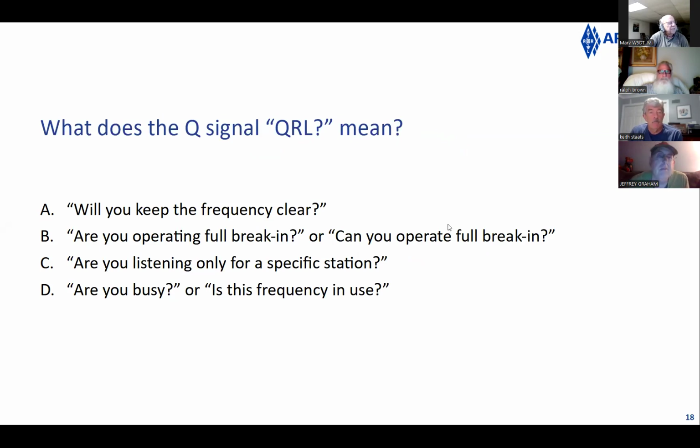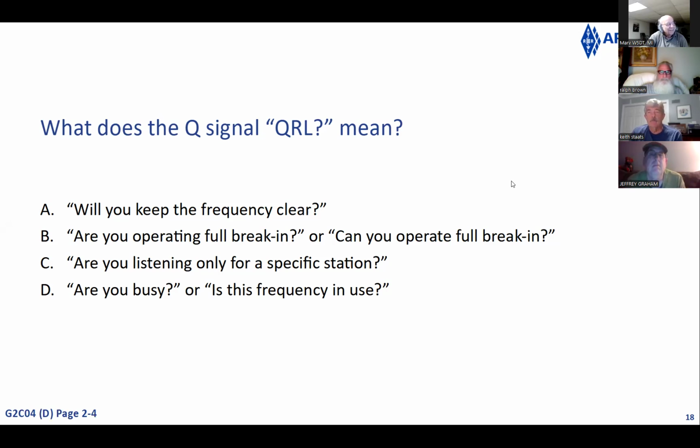What does the Q signal QRL mean? Will you keep the frequency clear? Are you operating full break-in, or can you operate a full break-in? Are you listening only for a specific station? Are you busy, or is this frequency in use? D. C? D. D? David. Yes. David? Okay. Yep. You're right, David.